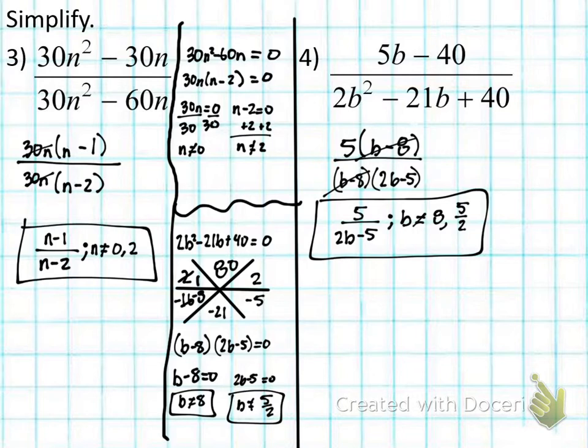So all we're doing is simplifying fractions, and we're calling out or identifying excluded values. Okay? Questions on numbers 3 or 4? All right, that concludes the lesson.